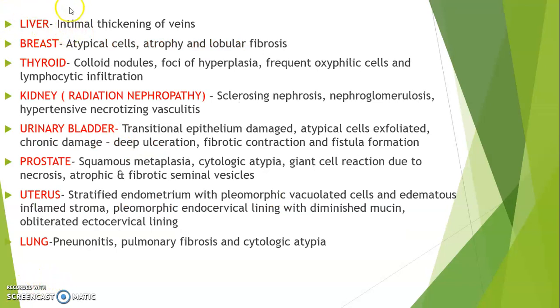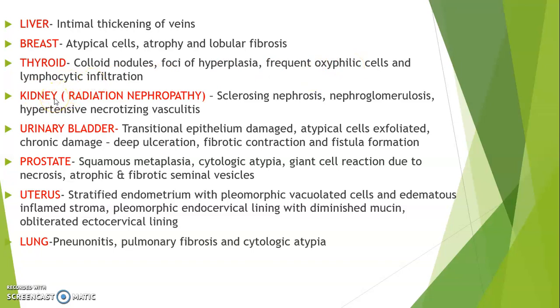In liver, veins will show intimal thickening. So there is intimal thickening of veins in liver. So radiation will cause presence of atypical cells in breast. There is atrophy and lobular fibrosis. In thyroid, post-radiation, colloid nodules may be noted. There may be seen foci of hyperplasia, frequent oxyphilic cells and lymphocytic infiltration.